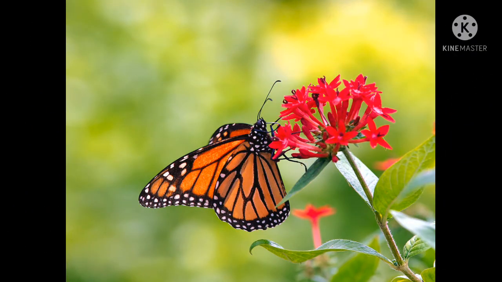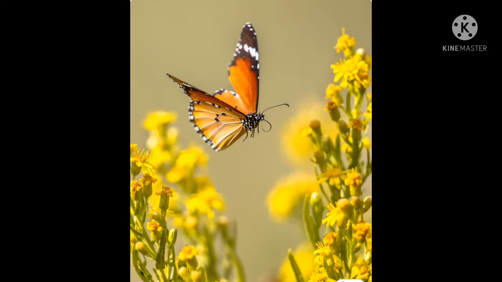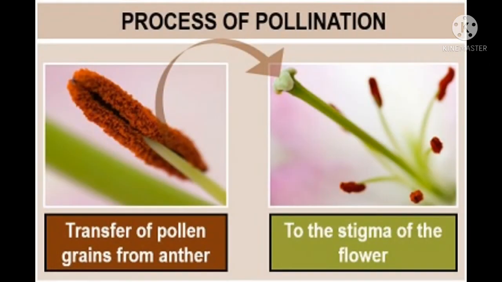For example, insects like butterflies suck nectar from the flowers. At that time, pollen grains of the flower stick to the legs of the butterflies. When these butterflies go to another flower for nectar, the pollen grains stuck to their legs fall on the flower. So, this is the reason why they are called agents of pollination.